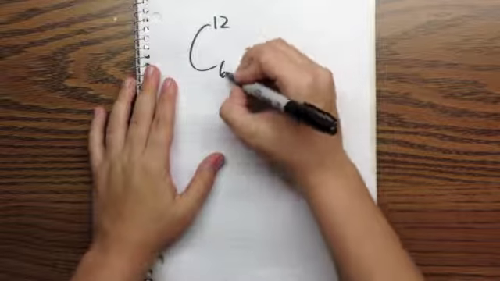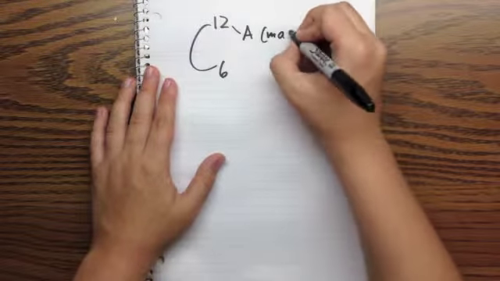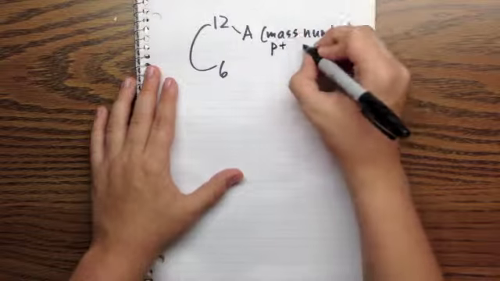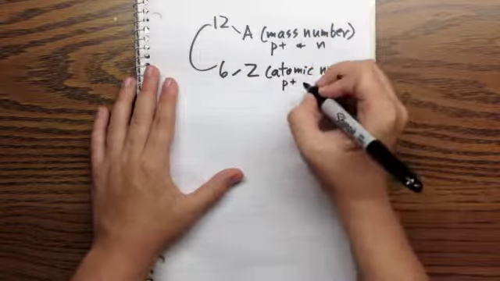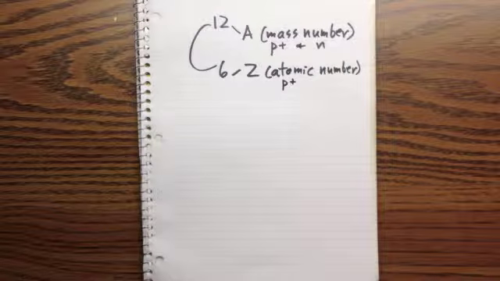This number is A, or the mass number. It corresponds to the combined number of protons and neutrons within the atom's nucleus. And this is the atomic number, or Z. This is the number of protons in an atom, or the number of electrons.